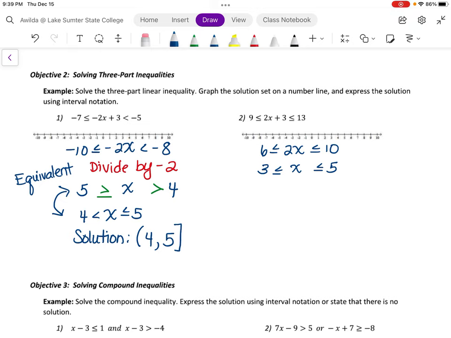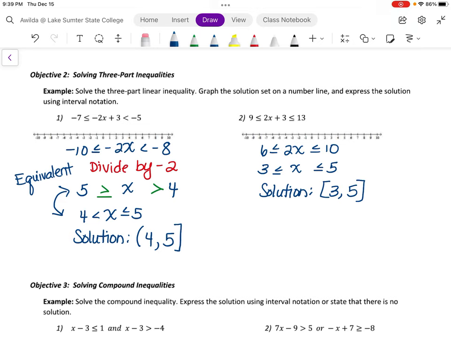In terms of the solution set, we have 3 as the lower limit, 5 as the upper limit, and in this case, both 3 and 5 are included in the solution set, so we will use square brackets on both sides of that interval.